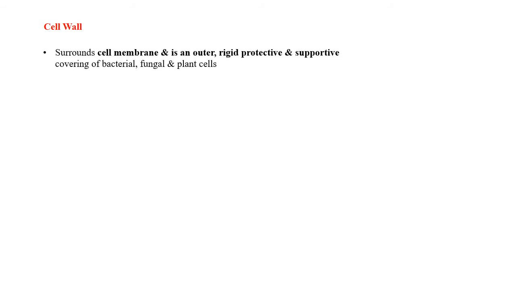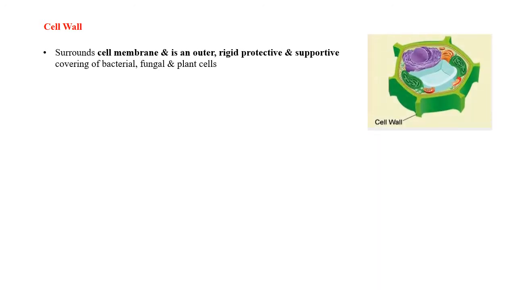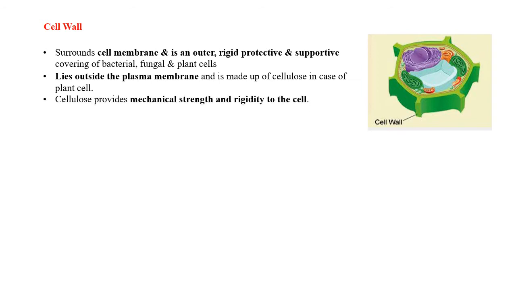Cell wall. Cell wall surrounds the cell membrane. Cell wall is an outer rigid, protective and supportive covering of bacterial, fungal and plant cells. It lies outside the plasma membrane. It is made up of cellulose in case of plant cell. Cellulose provides mechanical strength and rigidity to the cell. Cell wall is not present in animal cells.